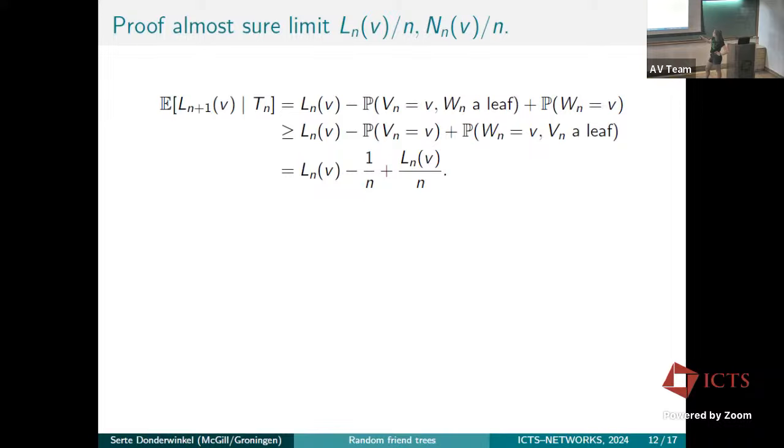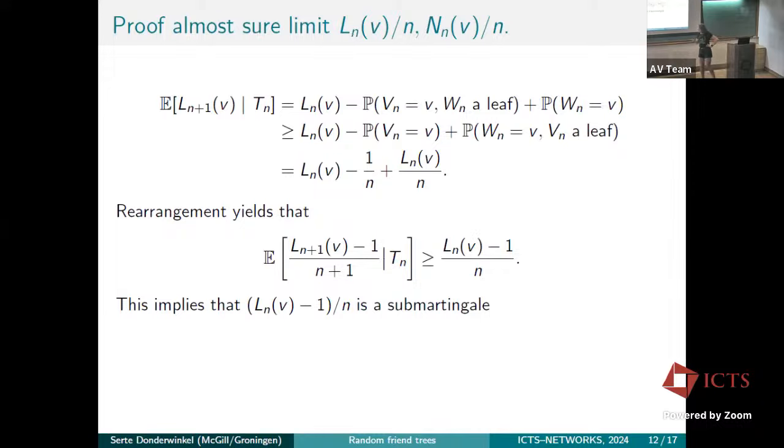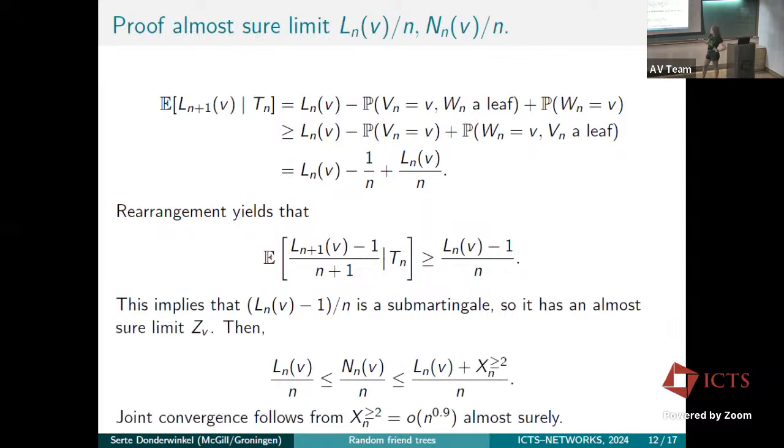And then we see that the probability that V_n equals v, well, V_n is just a uniform pick, so that's 1 over n. And the probability that we choose our vertex coming from a leaf, well, if we already picked the leaf, then we're definitely going to pick v as our W_n. So this is just the number of leaf neighbors of v divided by n. Well, if we massage this a bit, we see that L_n(v) minus 1 over n is a submartingale. So in particular, it has an almost sure limit.